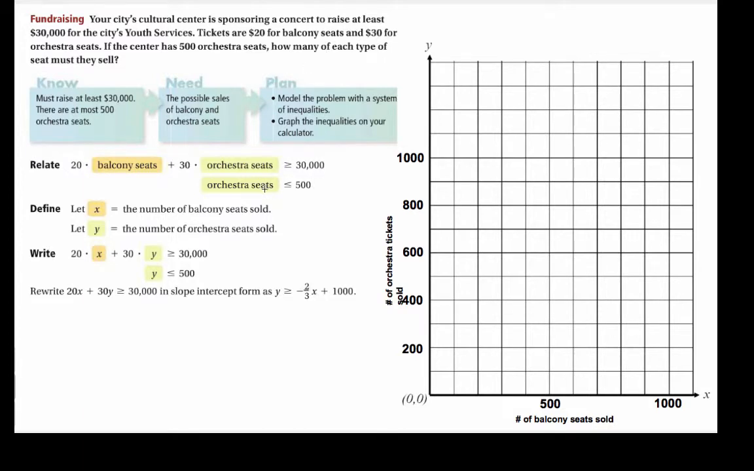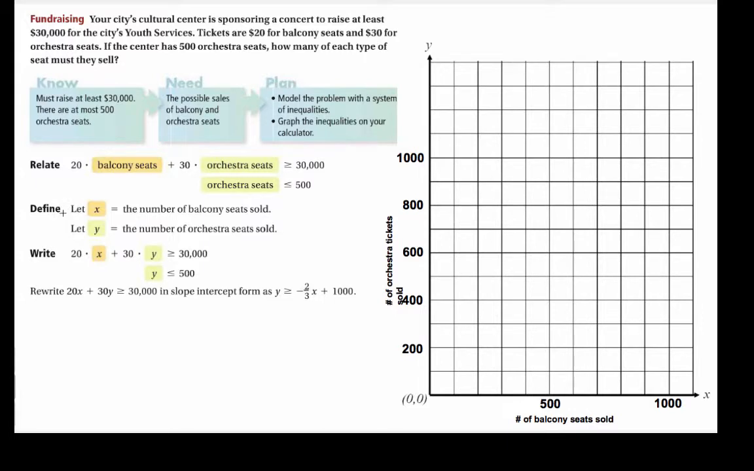The second inequality comes from this last sentence. If the center has 500 orchestra seats, that means no more than 500, then we have an inequality: the number of orchestra seats is less than or equal to 500. Now, that's the relationship. That's what we know. So sometimes we can think about the relationship first. Other times we just go ahead and define our variables first, but we have two variables here, the number of balcony seats and the number of orchestra seats.